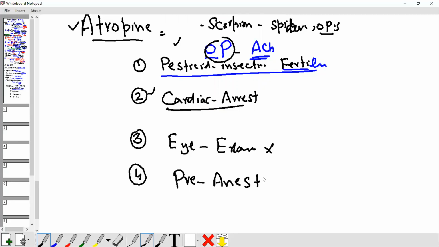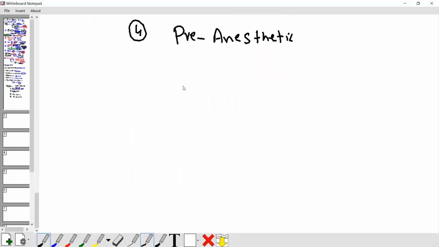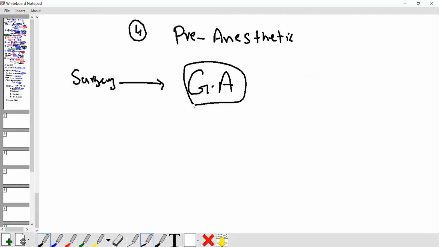Pre-anesthetic medication. What does this mean? Before giving anesthesia, if the patient undergoes surgery, you must make the patient unconscious with general anesthesia. For general anesthesia, you intubate the trachea because the patient can't breathe. Intubate the trachea, putting a tube inside the trachea and attaching oxygen to that tube. Okay, put an endotracheal tube in the trachea.